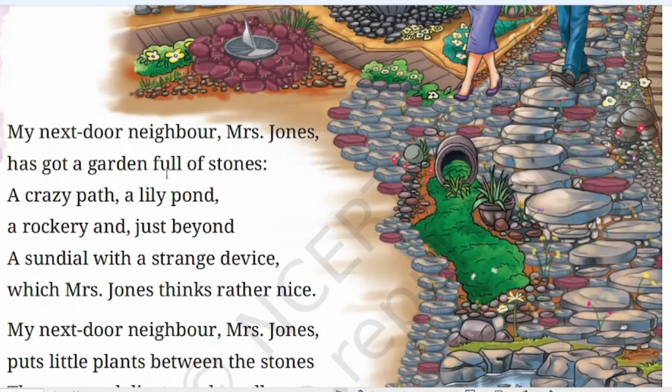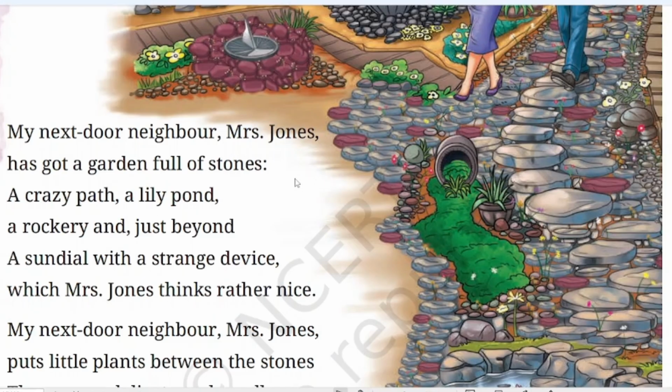She had made a crazy path. Crazy path means a path made from uneven, oddly shaped stones. See, you can see by the picture. The stones are not even, they are of different sizes and arranged in different ways. So it's a crazy path. It is not an even path. It's not a path like an ordinary one, it's something special.